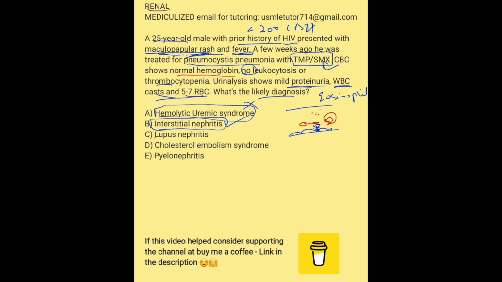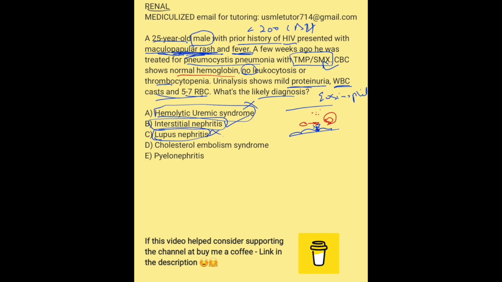Then we have lupus nephritis. Remember, in lupus the rash is usually just a malar rash, and it's usually in females. Here it's a male. The female to male ratio is about 7 to 1, which means that females are 7 times more likely to have lupus. Also, in lupus you can get arthralgias and mouth ulcers, none of which are given here. So lupus is unlikely.